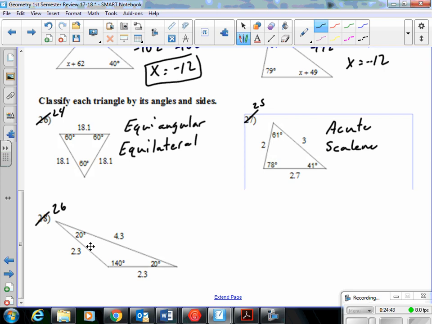26. We've got by the angles, 20, 20, 140. So we got two acute angles, one obtuse angle. So the one obtuse angle is what names the triangle. So it takes one obtuse angle to make it an obtuse triangle. And then we look at the sides, 2.3, 2.3, 4.3. So we've got two sides that are the same. And two congruent sides is known as isosceles.